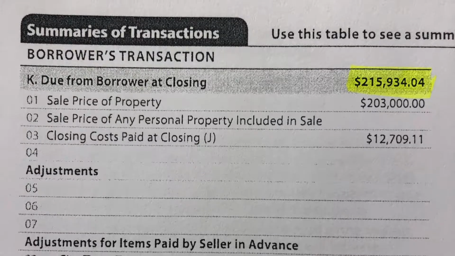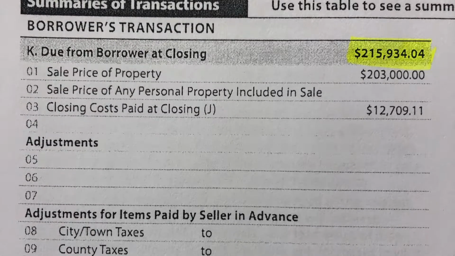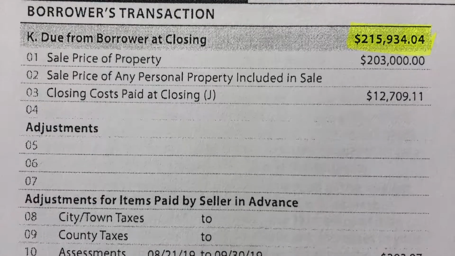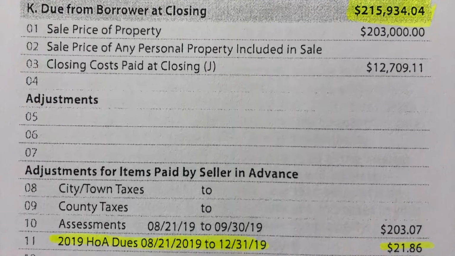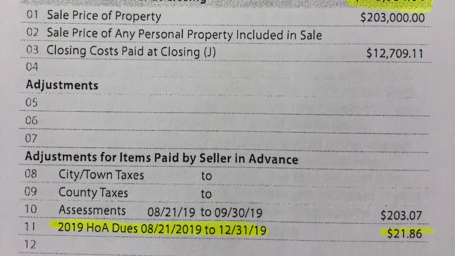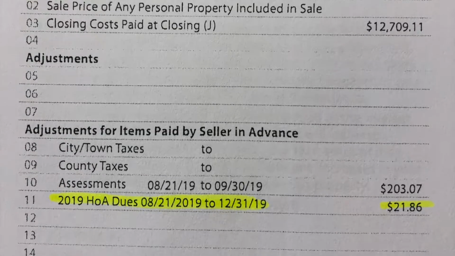The first half, the top half, is any money that's due from you. And then on the bottom half is any money we're taking off of that. And then the difference between those two is your total cash to close. Okay, so in this example, on the top half there, we have the sales price for the property. We have the closing cost that we just covered on the second page. And then down here is assessments and HOAs.